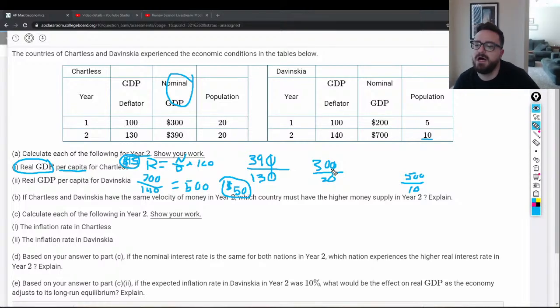If Chartless and Davinskia have the same velocity of money, which must have a higher money supply in year 2? This is a quantity theory of money problem.